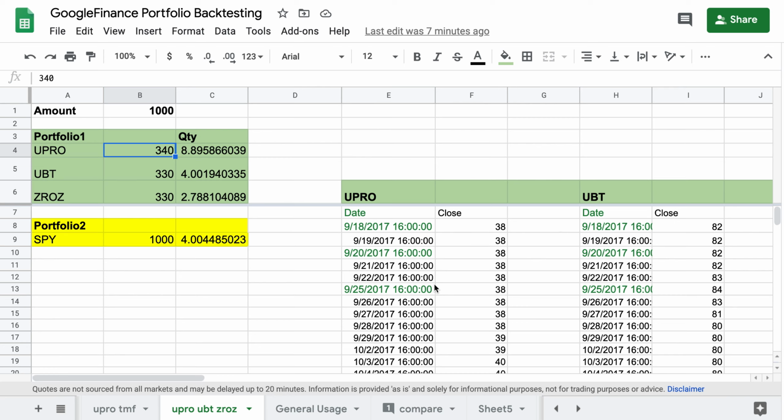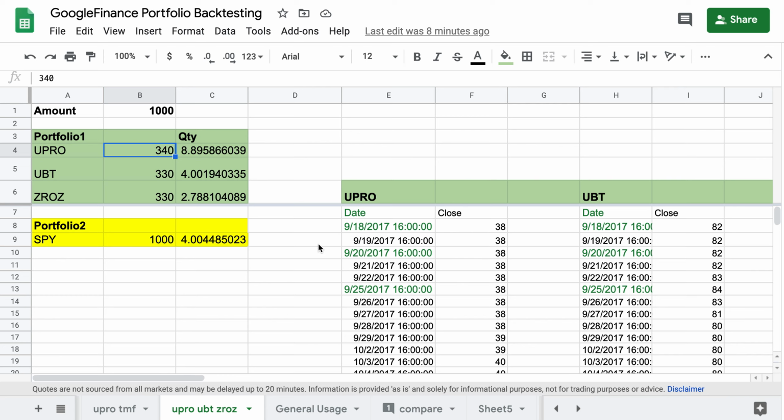Hello everyone, so today I'm going to show you how we can use the Google Finance function in Google Sheets for portfolio backtesting. To do this whole analysis, what you need is just a Gmail account, because with a Gmail account you will get Google Sheets, and with Google Sheets you'll be able to perform this type of analysis.